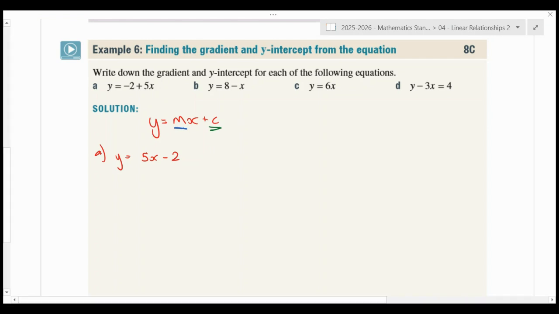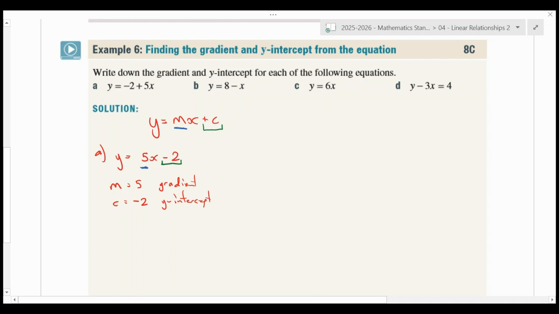So we have a look and go, okay, well, what's the number in front of the x? It is a 5. And what is the constant that's on its own? It is minus 2. Just be aware of that. When I did that one, I probably should have gone, it's plus c. And in this case, we don't have a sign in front of that one, which means it's positive as well. If it was minus 5, then minus 5 would be the gradient. But there we go. So m equals 5, c equals minus 2. So that is your gradient, and that is your y-intercept. And it is as simple as that.